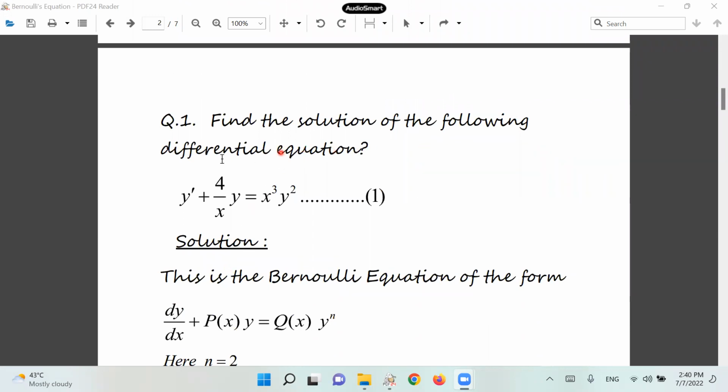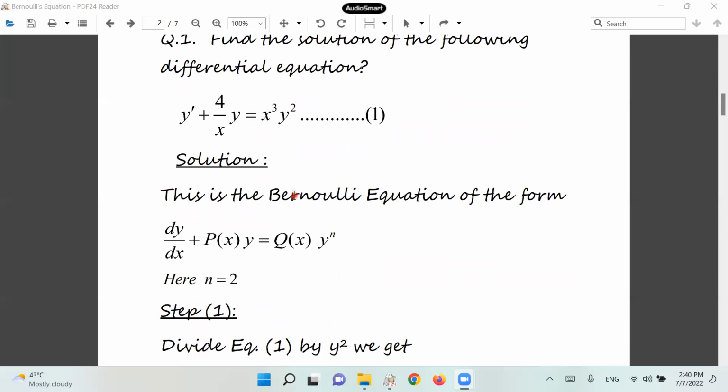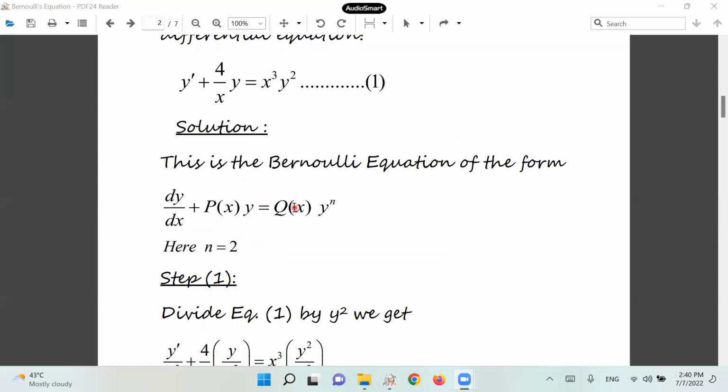Find the solution of the following differential equation: y' + (4/x)y = x^3 y^2. If we look at the right hand side of the equation, y has the power of 2. So this means that we are going to solve this Bernoulli's differential equation in the following steps. Here n is 2.